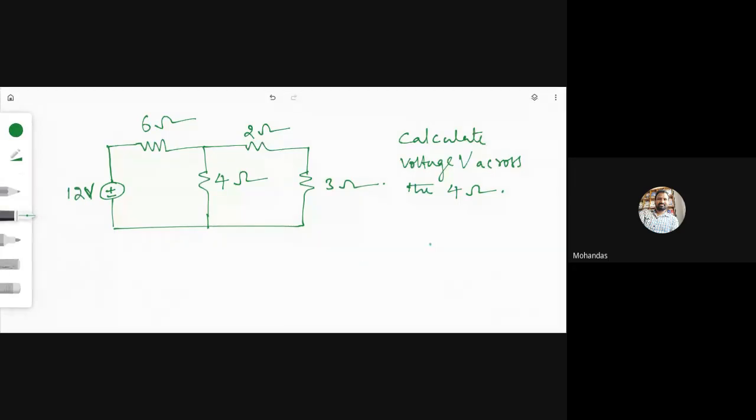And the answer is minus 2.886 volts. I will tell you why the minus will come. This is the answer. Try to solve this problem at your home. Let us see who will give the answer. So note it down, all of you note down this problem.